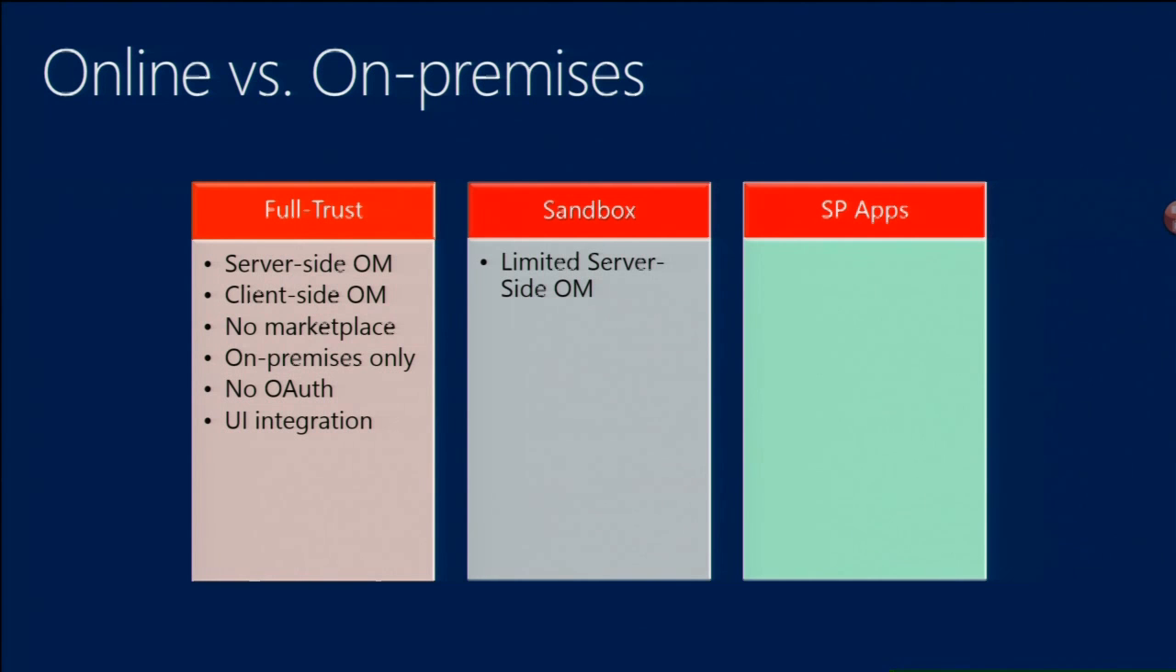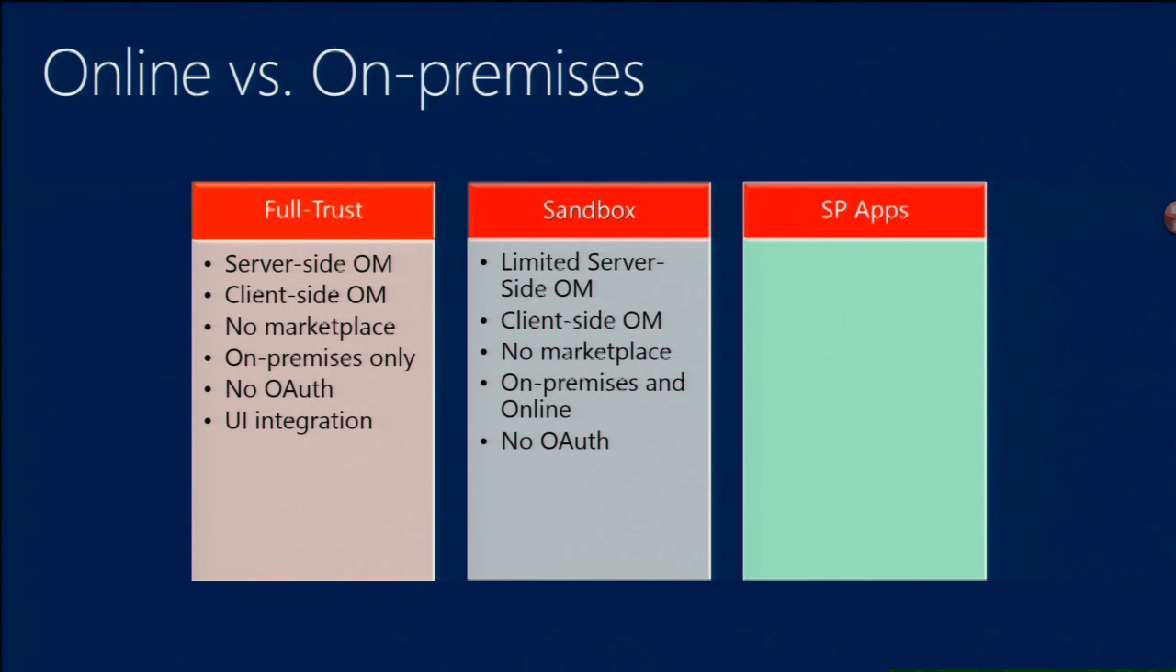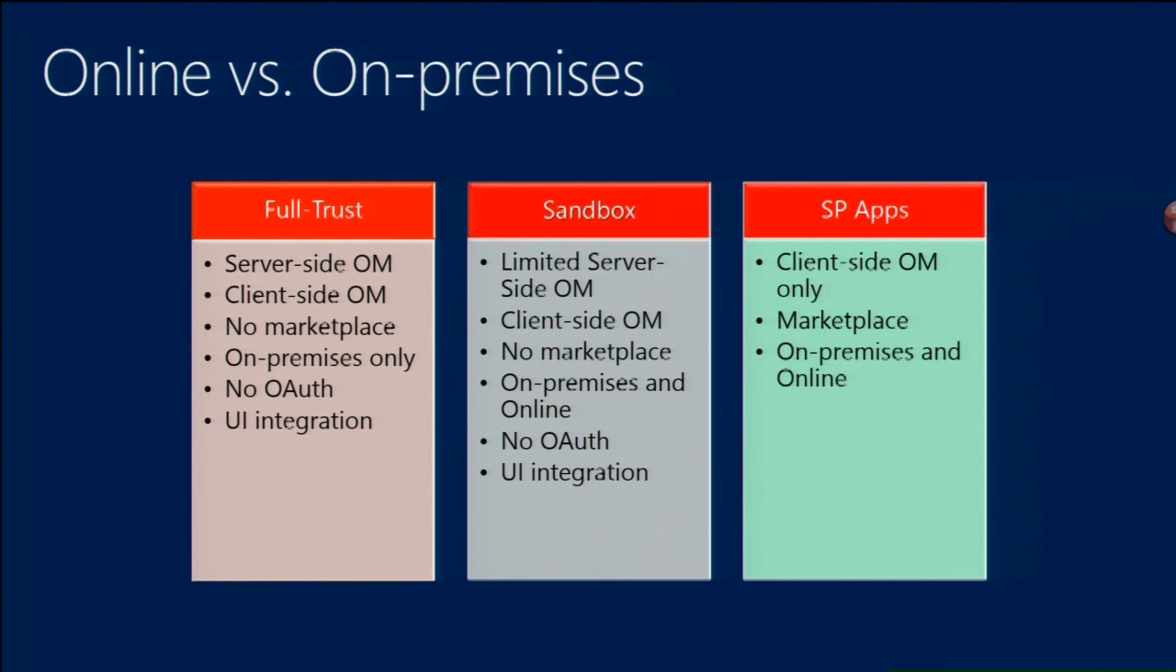And you'll see with some of the other integrations, it doesn't look like SharePoint immediately, but I'll show you some tips around that. With sandbox solutions, you can use a server-side object model, but it's limited. You can't elevate permissions and do stuff at a farm level. You can only be within the site collection where your sandbox solution is deployed. So that can be a little bit limiting. You can use a client object model as well. There's no marketplace with sandbox solutions. They will work both online and on-premise. And there's no OAuth available with sandbox solutions as well. And the UI integration is strong there. Apps only has client-side object model. You cannot use server-side, as I've mentioned. It does have a marketplace, does work in both places. You do get the OAuth, but there are some restrictions on how integrated it can feel.